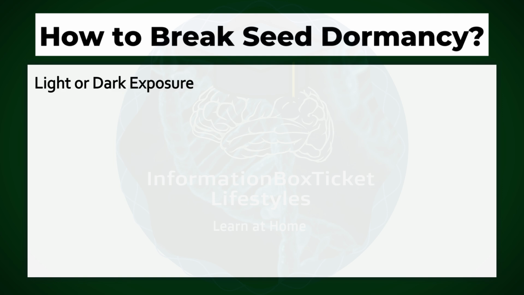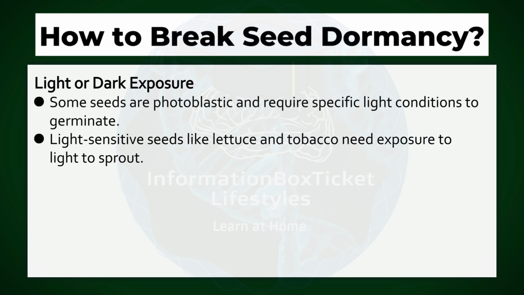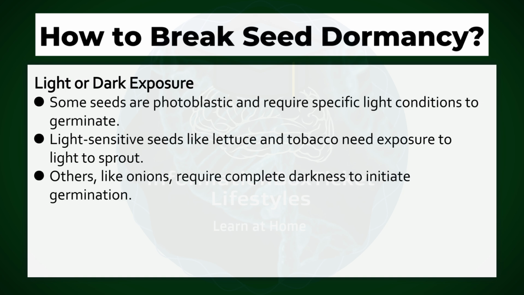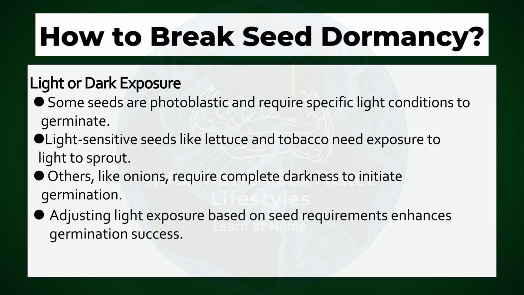Light or dark exposure. Some seeds are photoblastic and require specific light conditions to germinate. Light-sensitive seeds like lettuce and tobacco need exposure to light to sprout. Others, like onions, require complete darkness to initiate germination. Adjusting light exposure based on seed requirements enhances germination success.